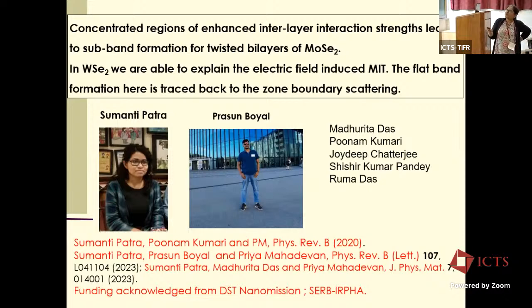So I'd like to put up the conclusions, which is that the concentrated regions of enhanced interlayer interactions lead to this subband formation for the twisted bilayers of molybdenum diselenide. And in tungsten diselenide, we're able to explain the effects of the manipulation of the electronic structure with an electric field, as well as the origin of the flat band, which has a very different origin over here compared to the case of molybdenum diselenide.